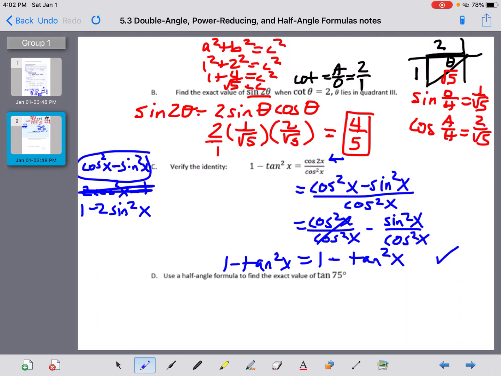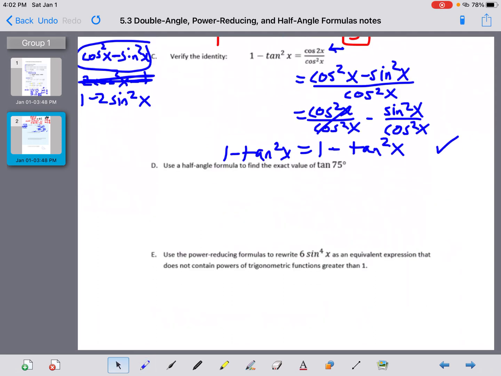All right? Using a half angle formula to find the exact value of tangent 75. Now, I want to refer you back a little bit to the sum and difference ones. Yesterday, we did something with 75, and we did the sum where we added 45. No, we didn't. We did 105, I guess, yesterday, where we added 45 and 60.